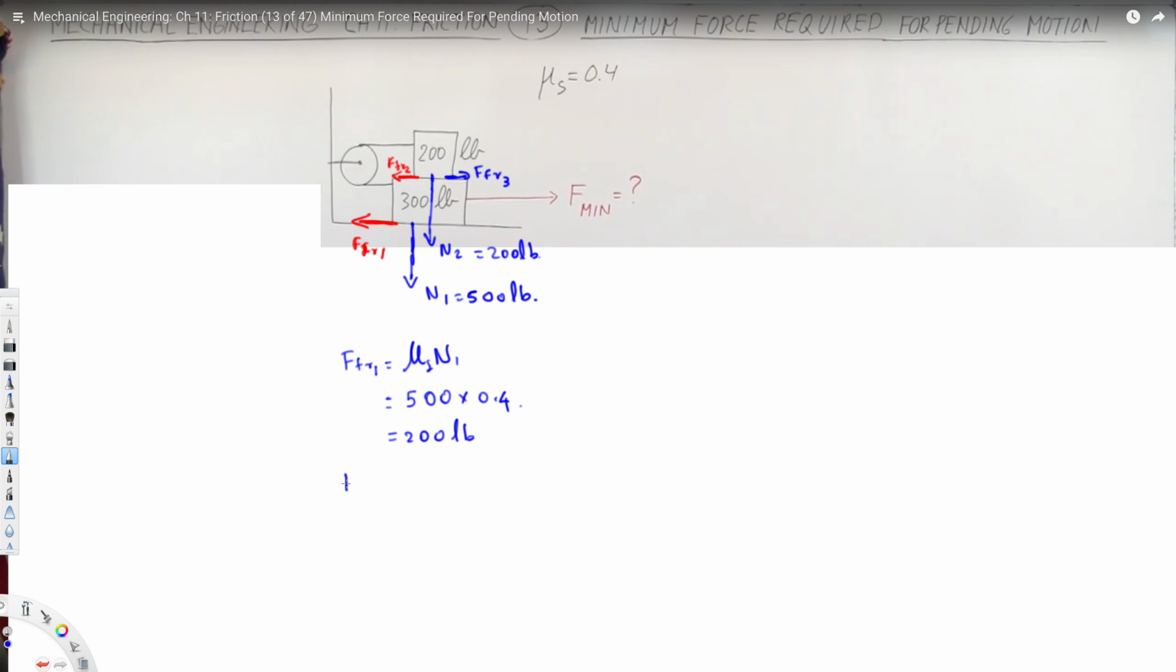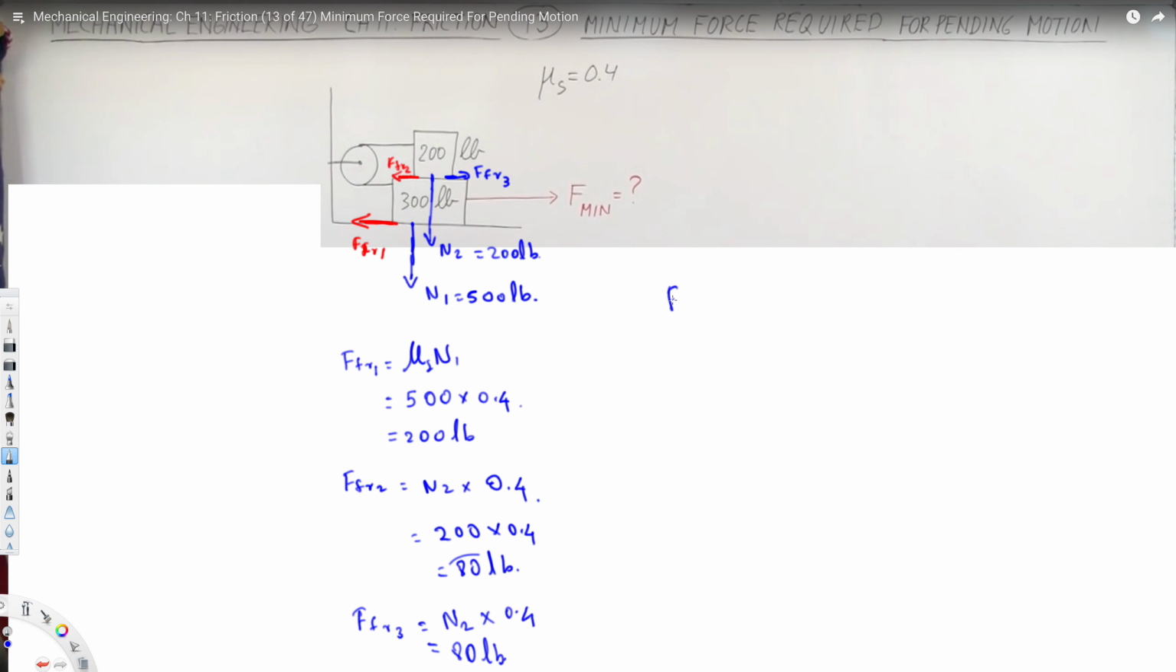And if I calculate the force of friction 2, which is equal to N2 times 0.4, that's 200 times 0.4, which is equal to 80 pounds. And if I calculate force of friction 3, which is also based on N2, because it's the same weight, it's N2 times 0.4, so it's also the same value as FFR2, which is 80 pounds.